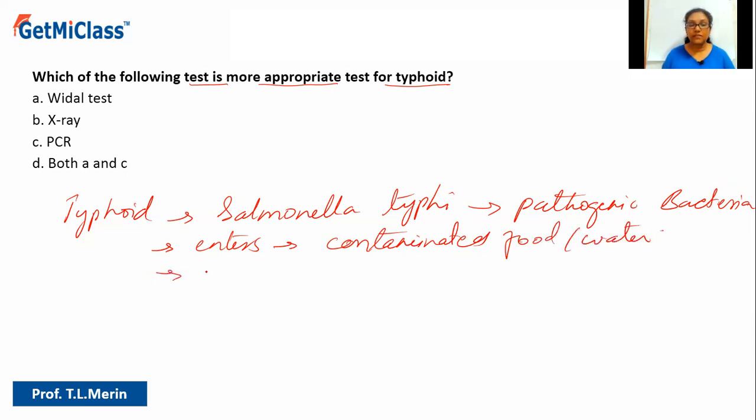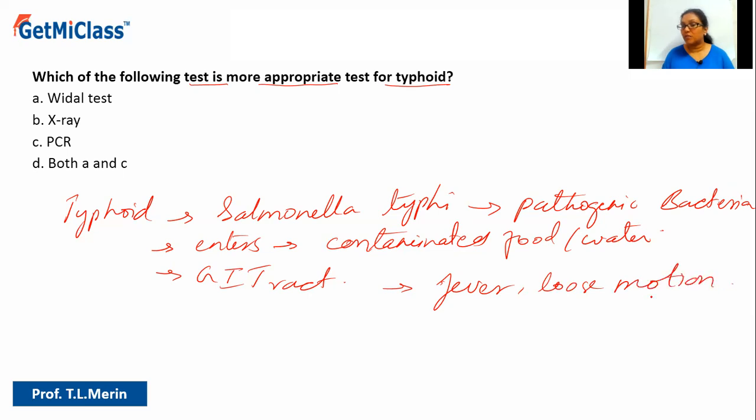Now, this mainly infects the gastrointestinal tract, and hence the main symptoms, if you see, it will cause fever, then loose motions. Then you can also have constipation. Some people may have loose motion, some people may have constipation. So, the symptoms may differ: fever, loose motion, constipation, stomach pain, or stomach ache, etc.